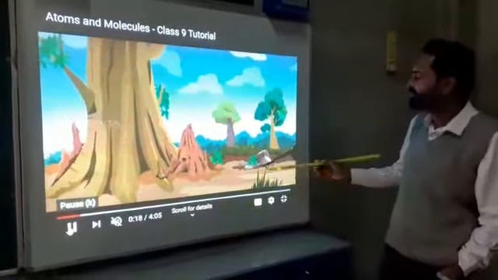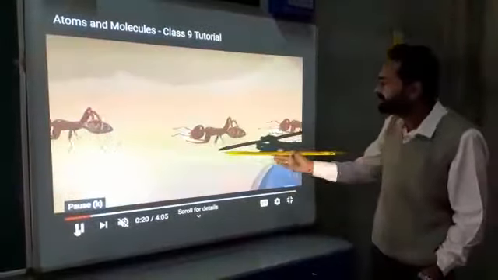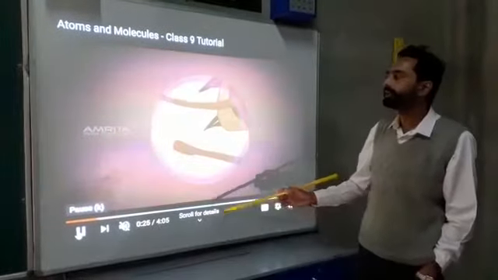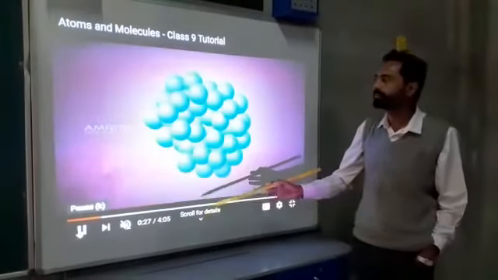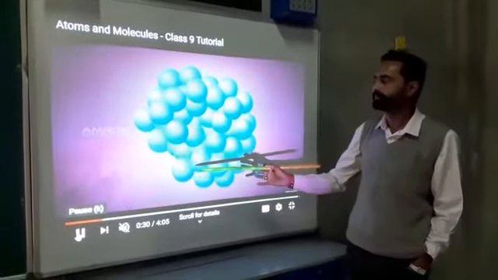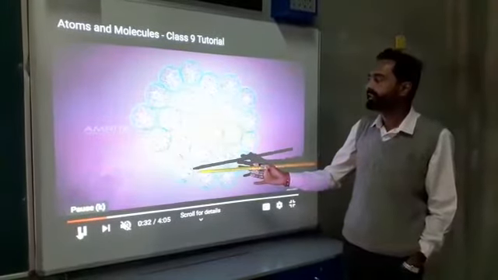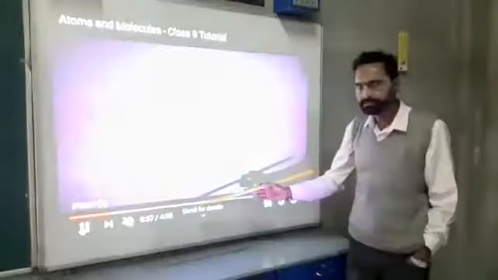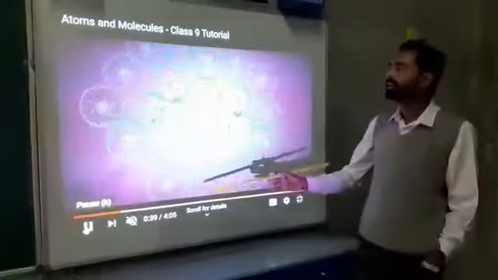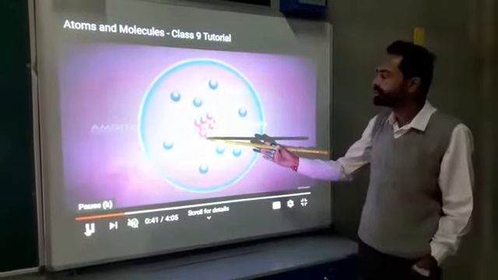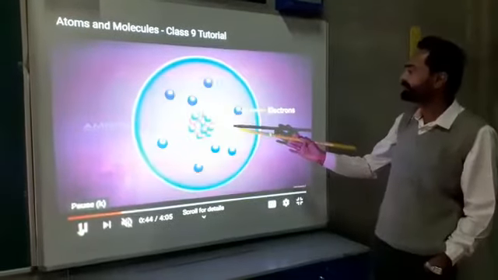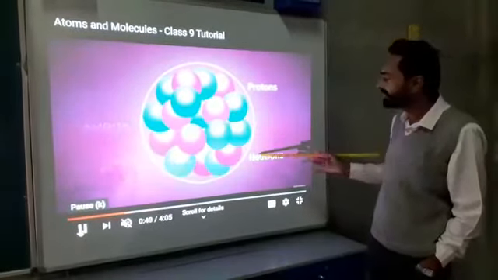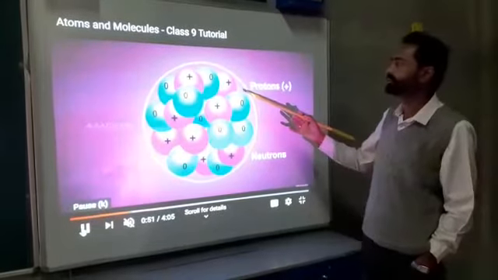You can see this is a small ant hill in which ants are taking small particles of sand, and these small particles of sand are made up of a large number of small particles called atoms, and these atoms are further made up of three types of particles. They are called electrons, protons and neutrons. Protons are positively charged, electrons are negatively charged, and together protons and neutrons are called nucleons.